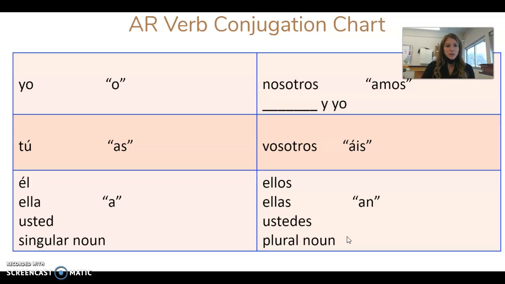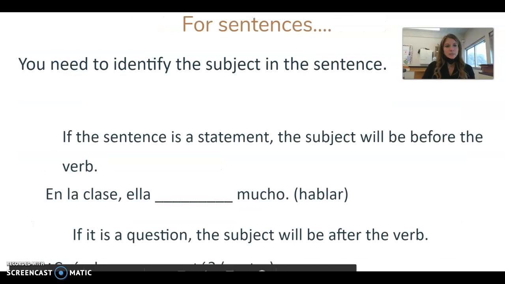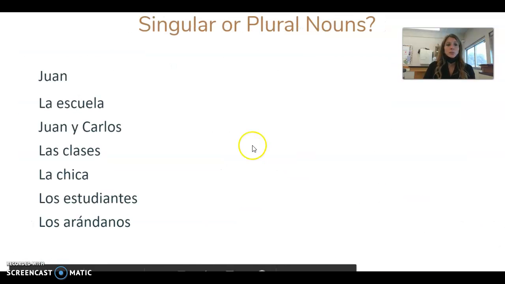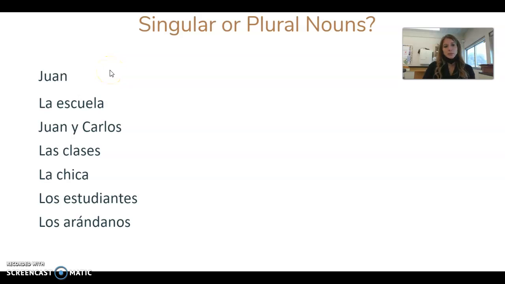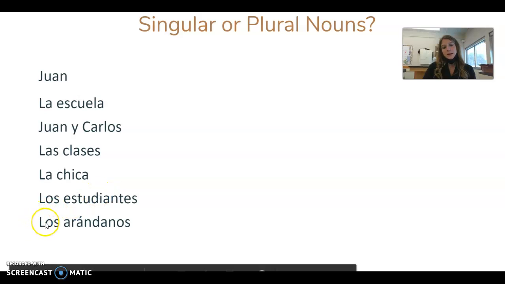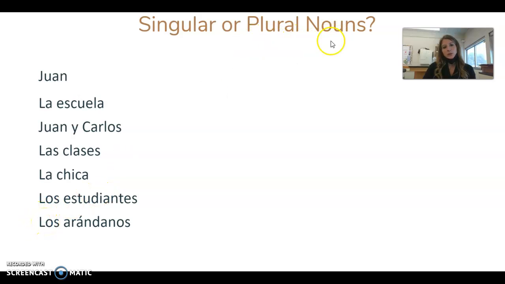los and las. We went through this list here on the next slide to determine whether these would be singular nouns or plural nouns, and how they would conjugate. So we chose nadar, and we said Juan is one person, he's singular, nada. And we went down the list. Juan and Carlos, that's two people, that's nadan.